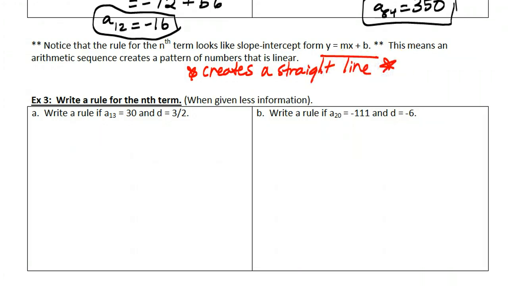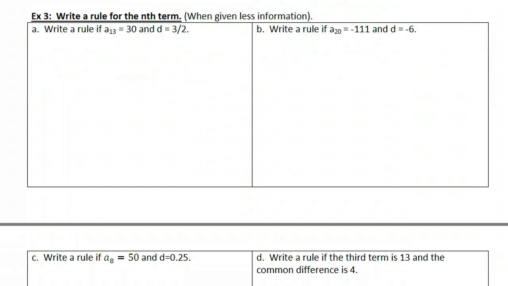All right, look at example 3. So this is the next type of thing we're going to have to do. We have the same objective, that is to create a rule for the nth term. So again, I'm trying to create a formula for this sequence. Now we are given less information. So here's what I'm given now. I am given a term, and I'm given D.